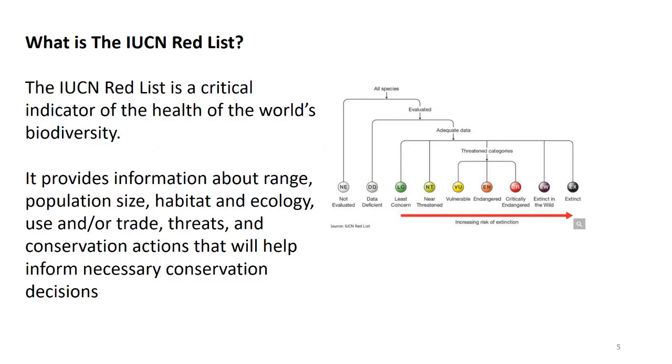So they have different criteria. For species they do not know too much about, it is not evaluated. Even if they know the species exists but do not have data, the species is data deficient. And if they have aggregate data, they classify species from least concern to already extinct. The closer to extinct, the higher the risk of extinction.